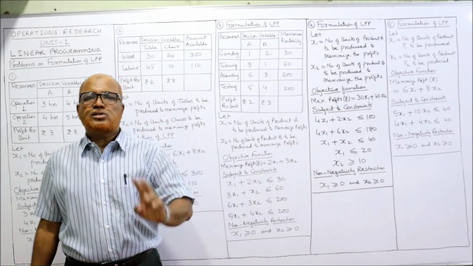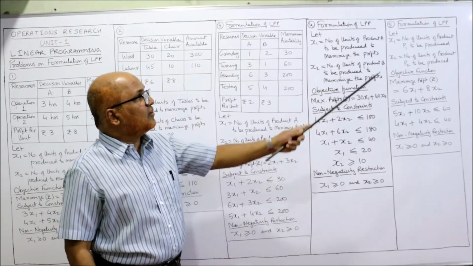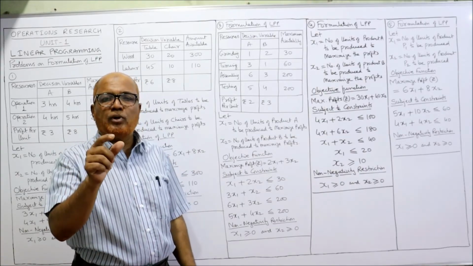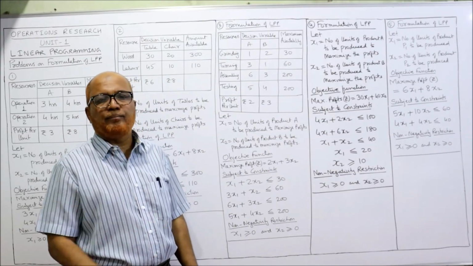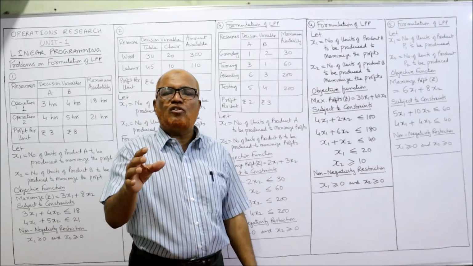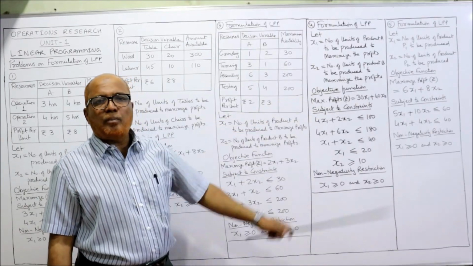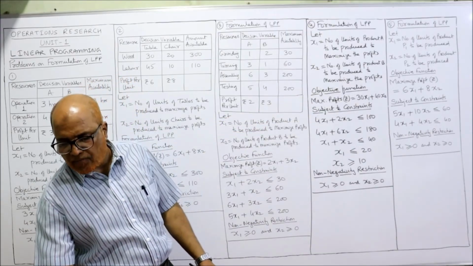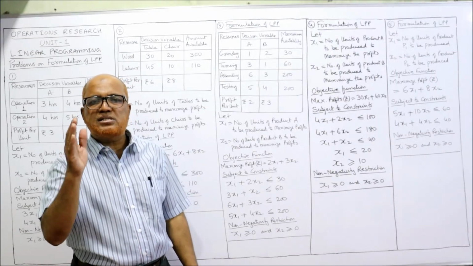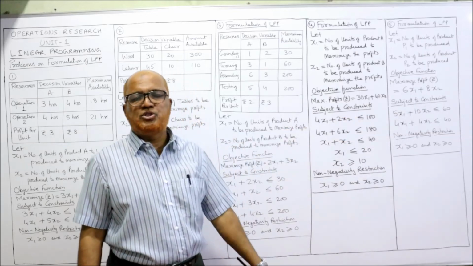Here only two resources are there, lathe machine and milling machine, right? So here formulation of LPP: x1, number of units to be produced of product P1 to maximize the profit. Similarly, x2, number of units of P2 to be produced. Objective function. What is the profit per unit? It is 6 rupees and 8 rupees. So 6x1 plus 8x2. This is the objective.